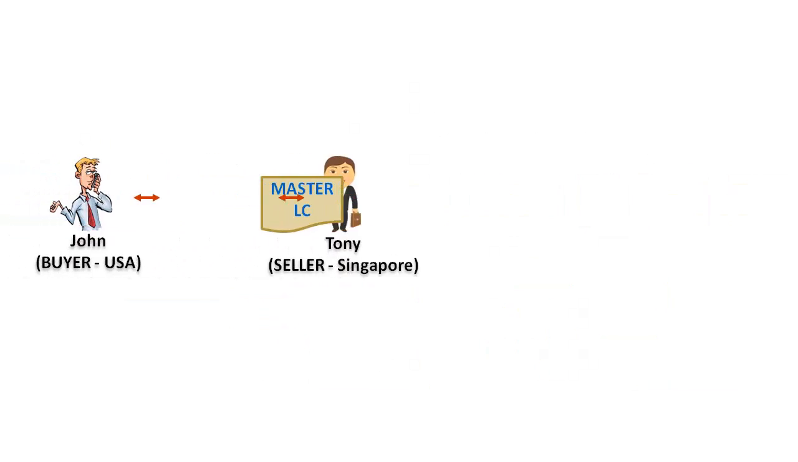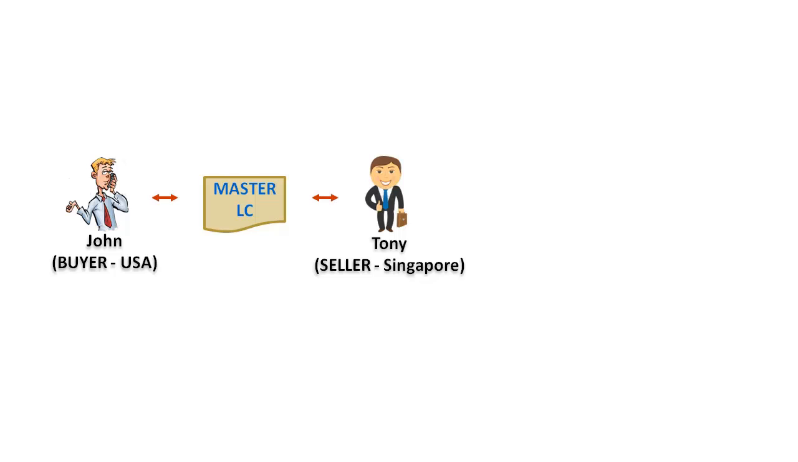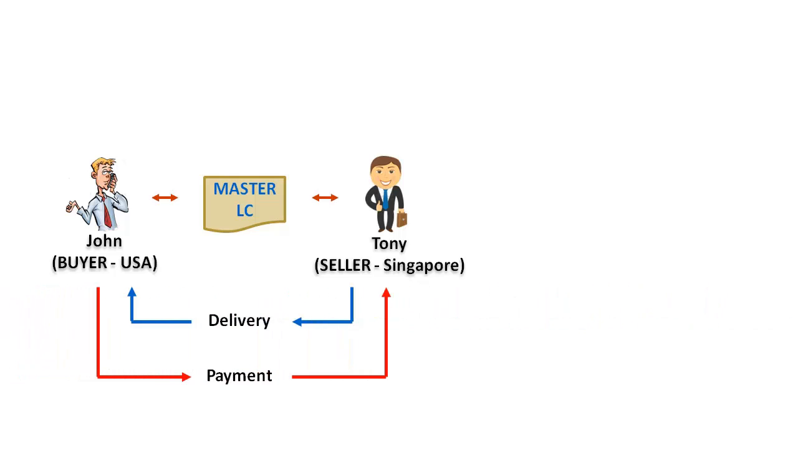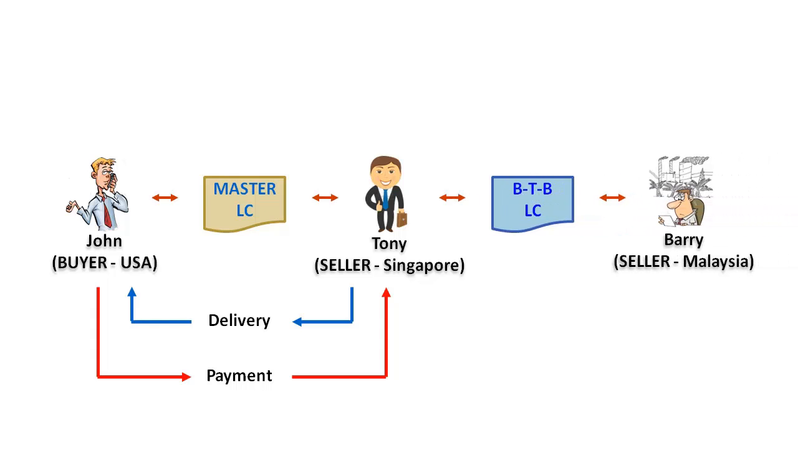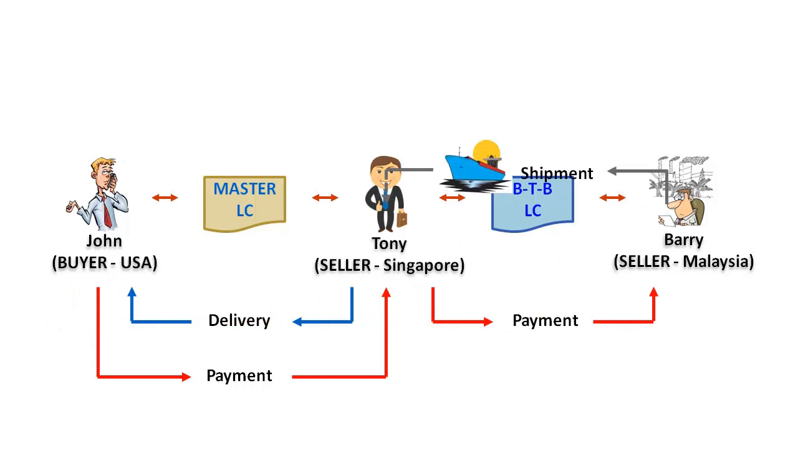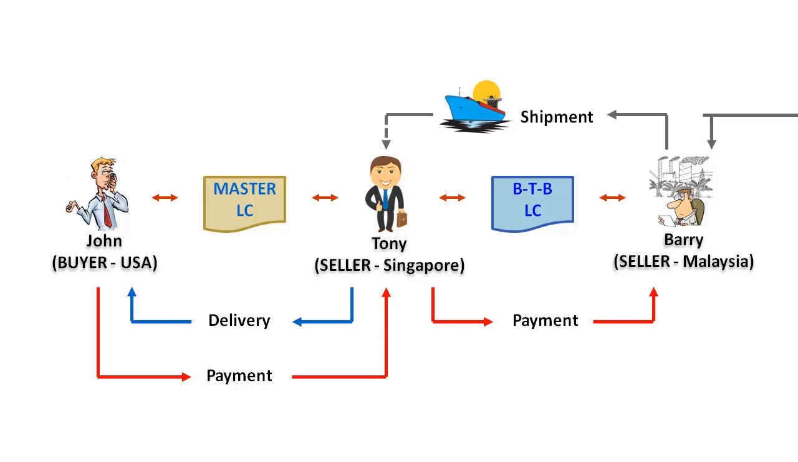Under the first payment contract, the Master LC, John owes a payment to Tony and Tony owes a delivery of shipment to John. In the second payment contract, the back-to-back LC, Tony owes a payment to Barry and Barry owes a shipment to Tony, which is to be delivered directly to the final buyer in the US, that is John.